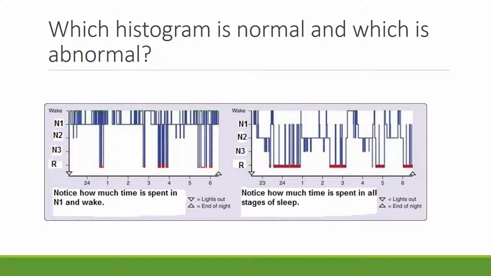On this slide, we can compare 2 histograms and try to figure out which one is normal and which one is abnormal. I want you to just take a look at this for a few minutes and see if you can come up to your own conclusion. You'll notice the histogram is arranged a little bit different than the one we just looked at because it has wake at the top, followed by N1, N2, N3, and then REM at the very bottom.